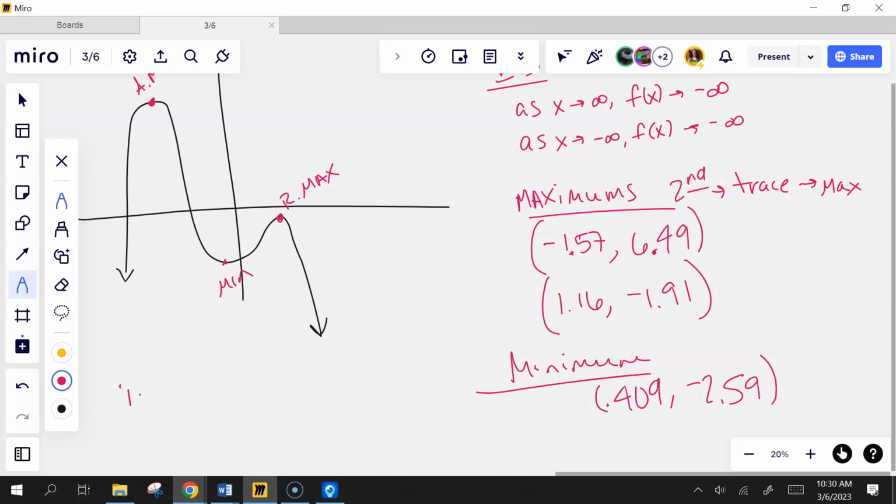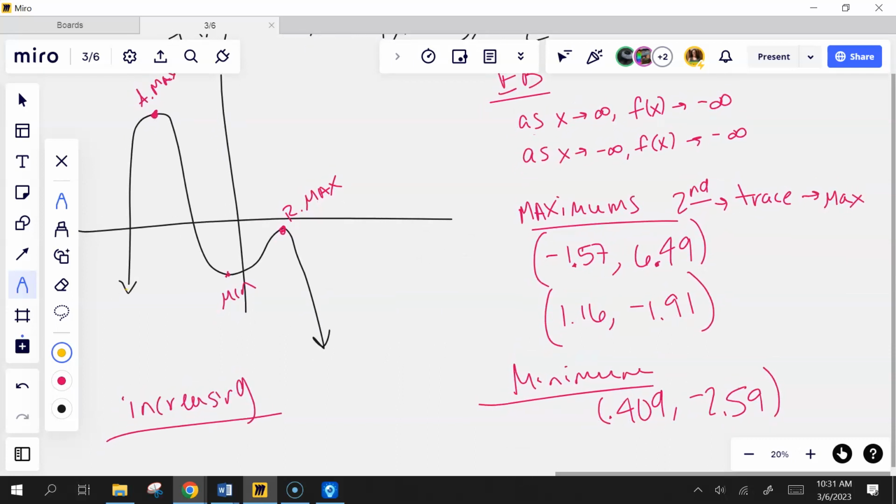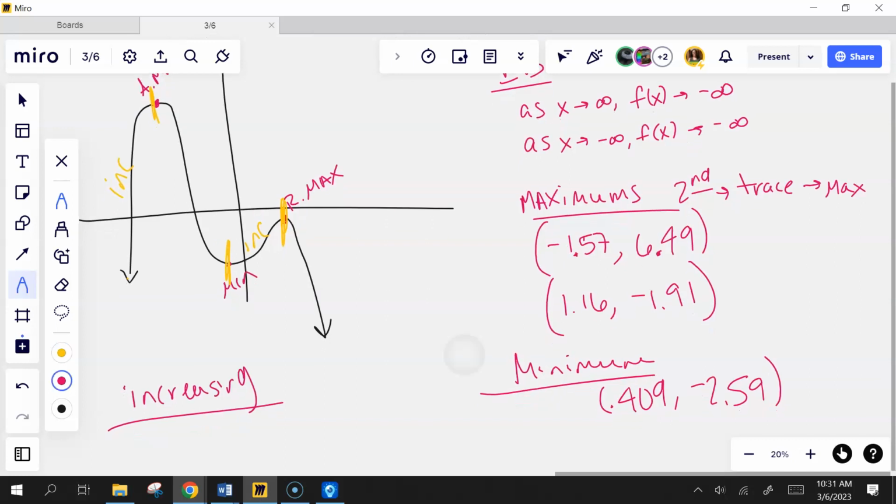I need my increasing intervals. So where on my graph am I increasing? So I've got from here to here, this is increasing. Is that the only place I'm increasing on my graph? No, there you go. That's exactly right. Here I'm increasing as well. So how are we going to describe these two intervals?